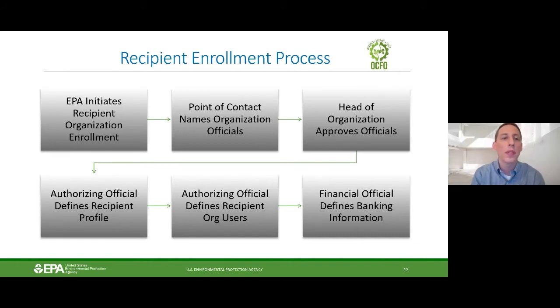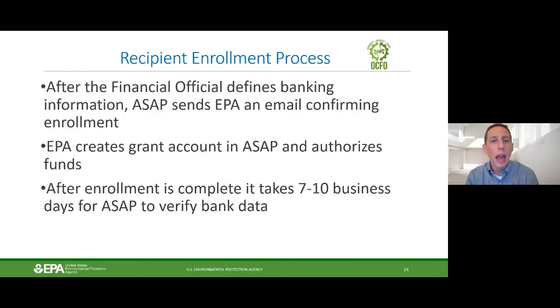After the initial step of the EPA initiating the enrollment process, once the EPA initiates that, ASAP will then reach out to the recipient, and the recipient is in charge of completing the point of contact and the following steps after that. After the financial official defines the banking information, ASAP then sends the EPA an email confirming enrollment. EPA creates the grant account in ASAP and authorizes the funds.